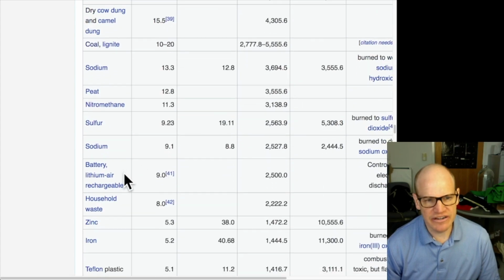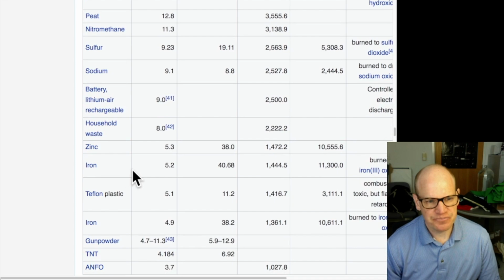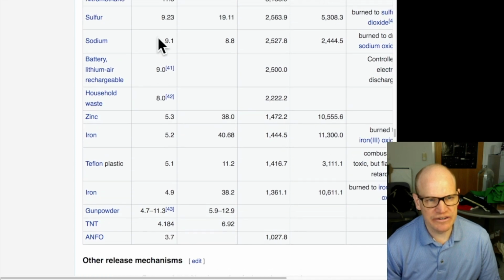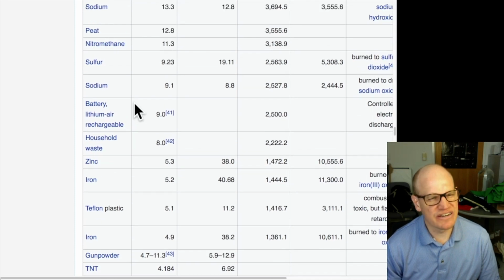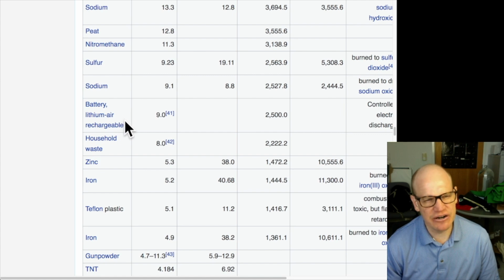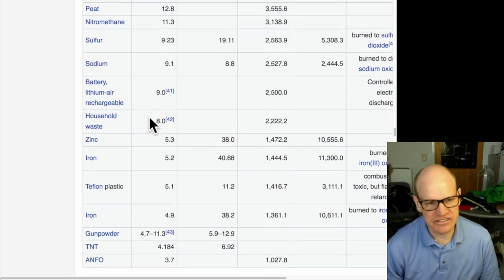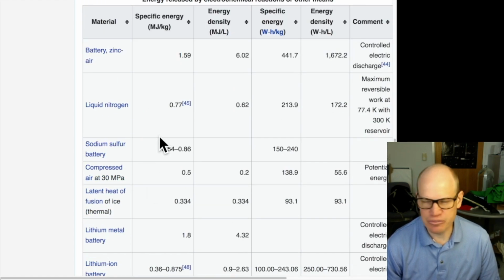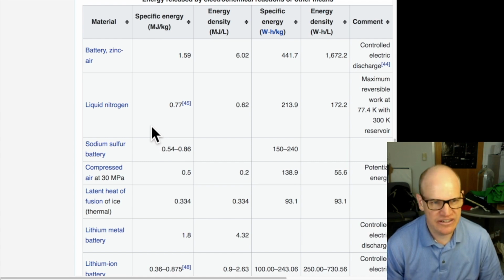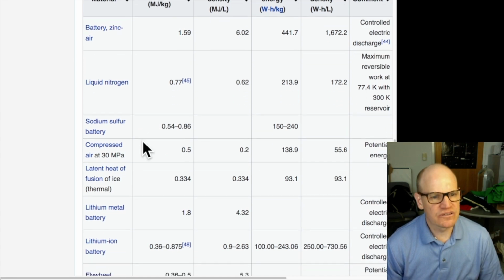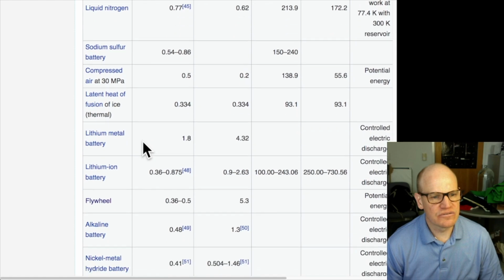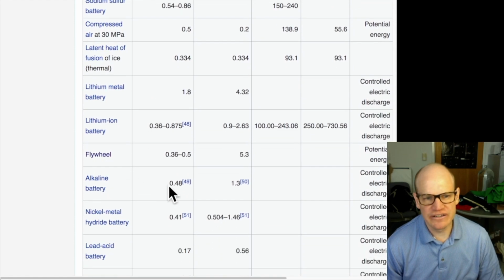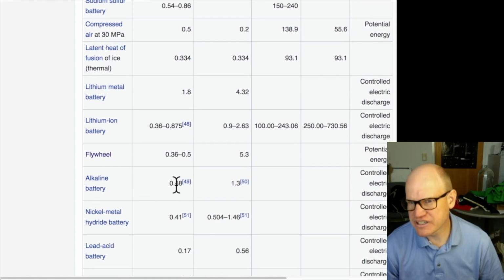So lithium ion batteries are way down here at the bottom. Even this one, I've never seen it. Battery, lithium air rechargeable battery, 9 kilograms. So that's 20% the energy density. I think typical batteries, the more normal batteries, the kinds that you put in your remote control and stuff like that. Alkaline battery, 0.48. So that is 1% the energy density.